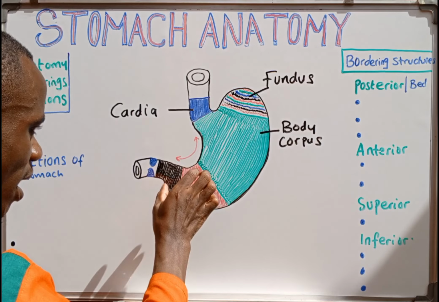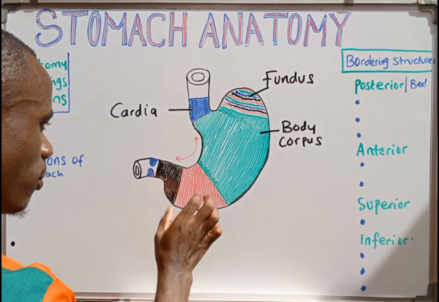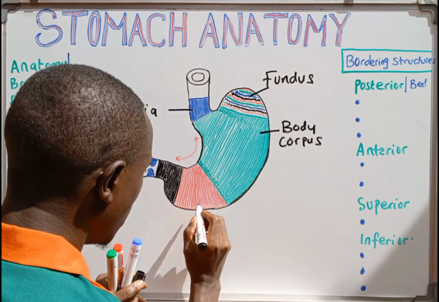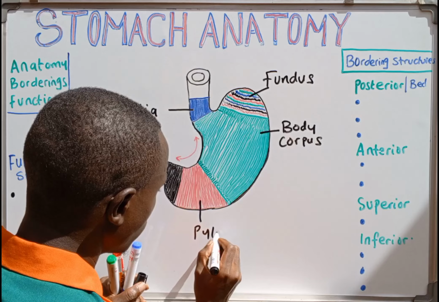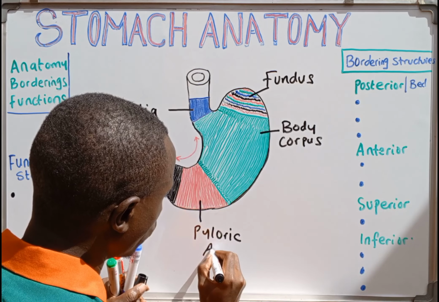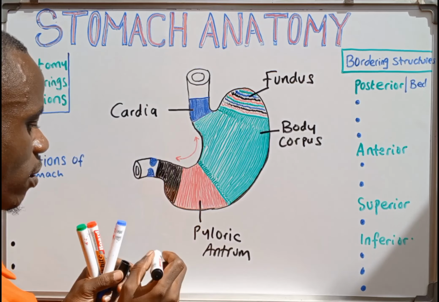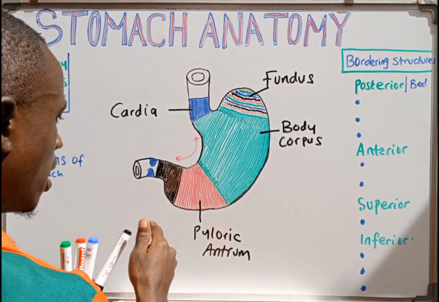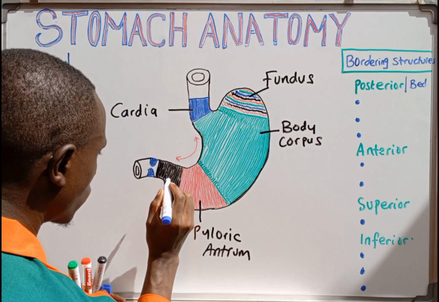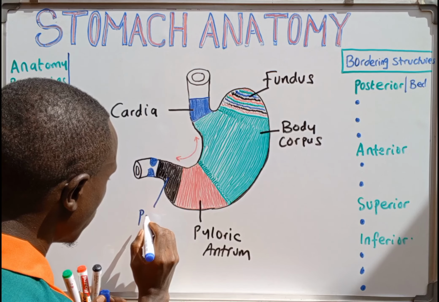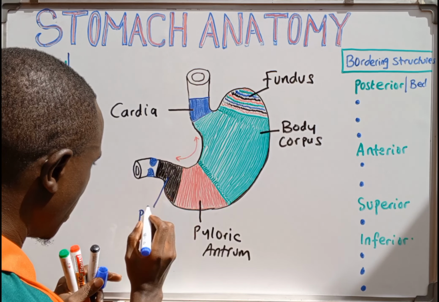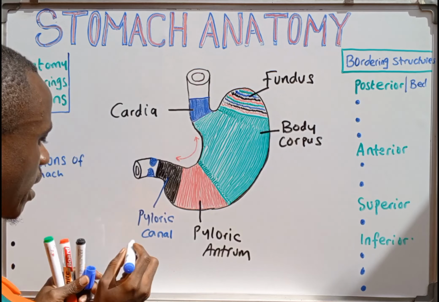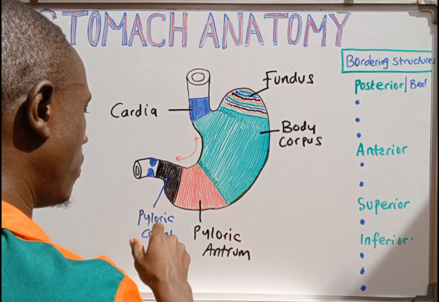Okay, then when we come down here, just next to the body, we have this area here. You know how this area is called? This area here is what we call the pyloric antrum. Okay, the pyloric antrum. And then just next to the pyloric antrum, we have again this structure. You know how this structure is called? This structure here is what we call the pyloric canal. Okay, you may find some people calling it the pylorus canal.